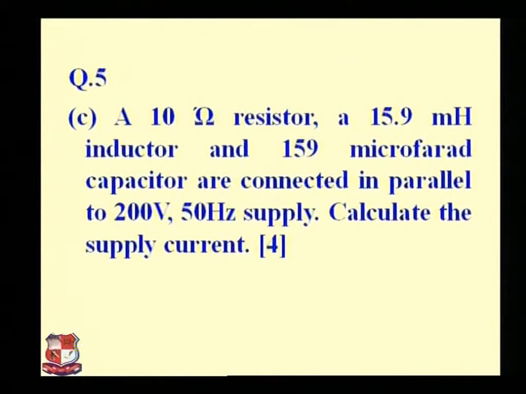Okay, now the last question: a 10 ohm resistor, a 15.9 millihenry inductor and a 159 microfarad capacitor are connected in parallel to a 200 volt 50 Hz supply. Calculate the supply current. Data is given for the resistor, inductor and capacitor. We have to calculate the supply current. Total supply current is how much?